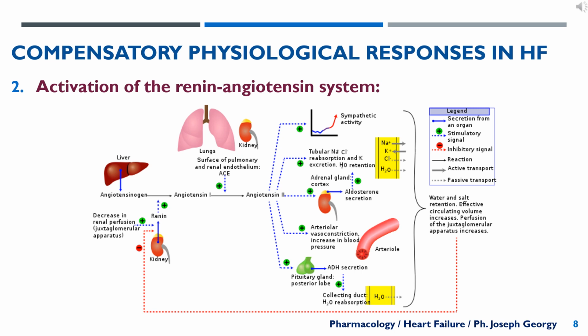Now, angiotensin 2 actually does many things. First of all, it can send a stimulatory signal into the central or the sympathetic nervous system, and thus we will have stimulation in the sympathetic activity within the nervous system.